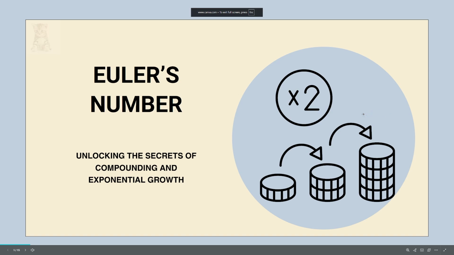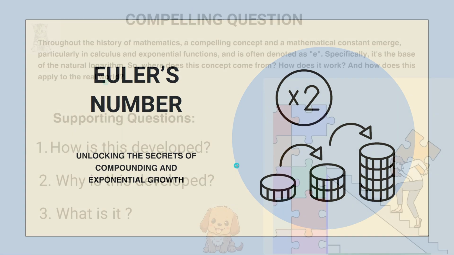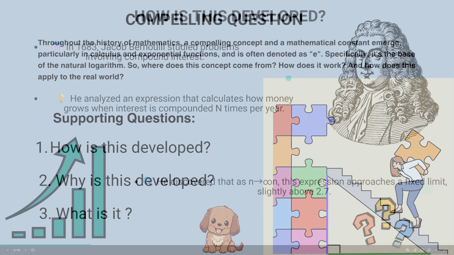Okay, so in today's video we're gonna talk about Euler's number, and our comparative question is: throughout the history of mathematics, a compelling concept and a mathematical constant emerged, particularly in calculus and exponential functions, and is often denoted as E. Specifically, it's the base of the natural logarithm. So where does this concept come from? How does it work? And how does this apply to the real world?